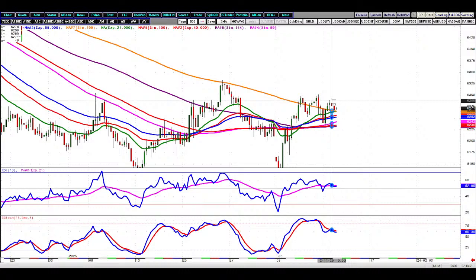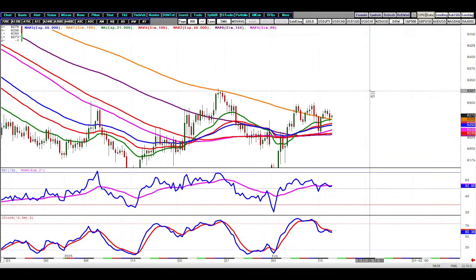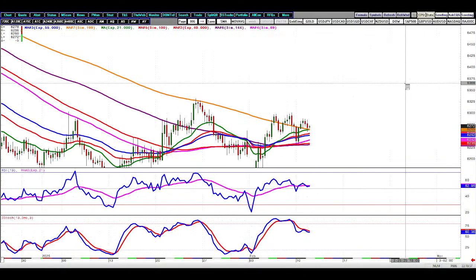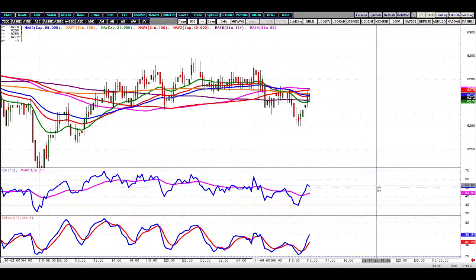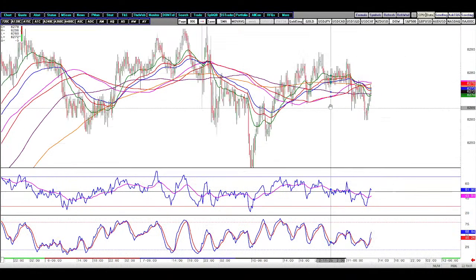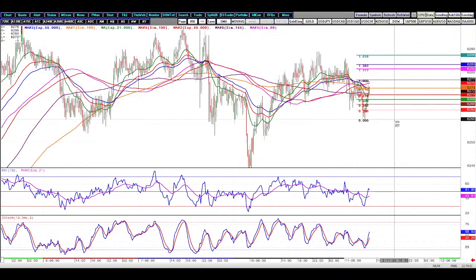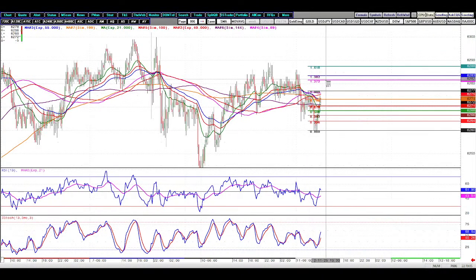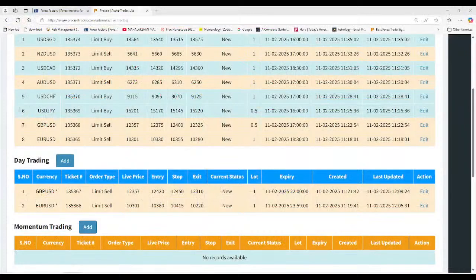Okay, so looking at this, we should be looking to sell near 62.85, stop above this and exit at 62.55. That should be our trade setup based on the chart.